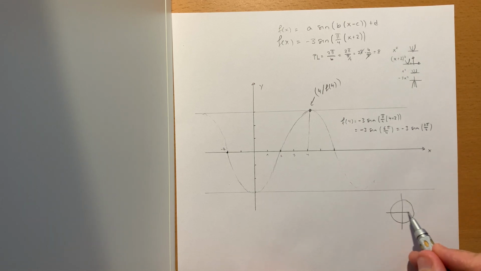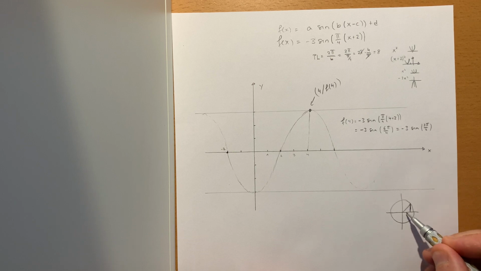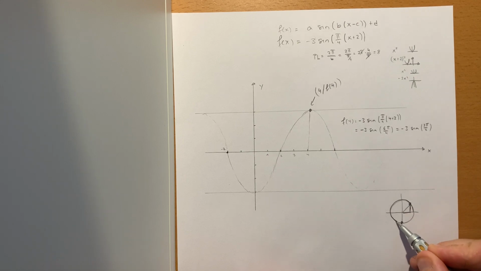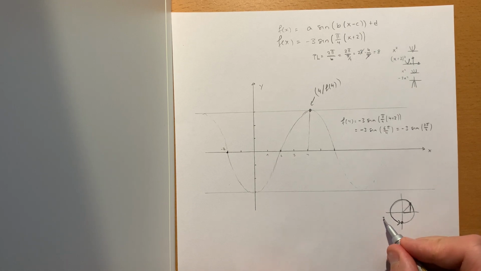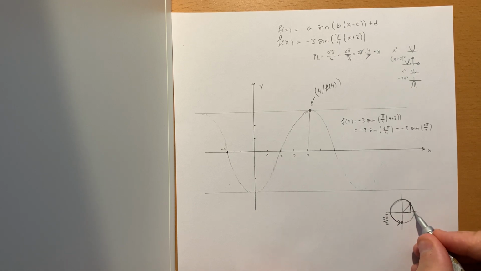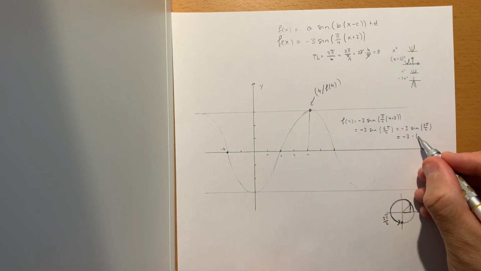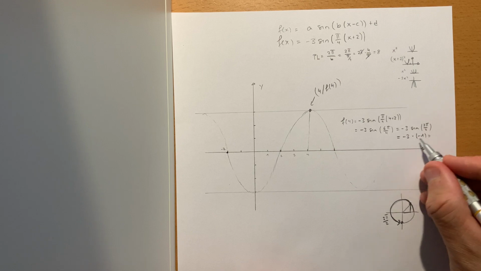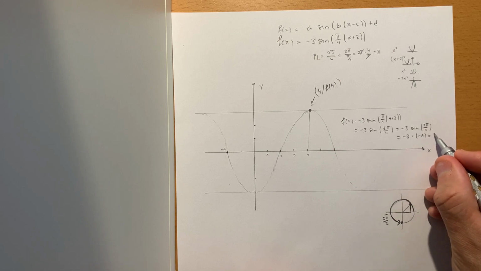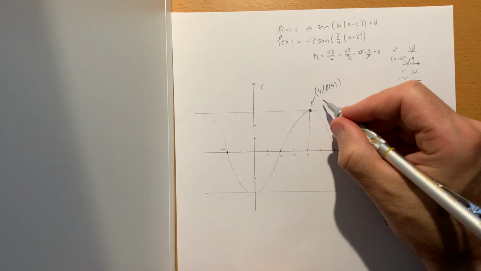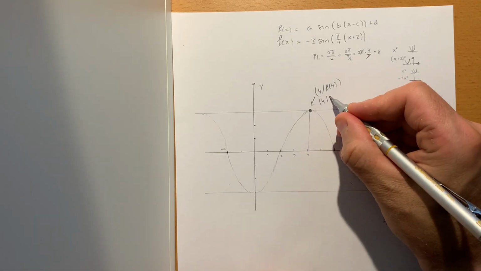So look at this. In a unit circle, this is your sine value, this is your cosine value. As you go to 270 degrees, or 3 pi halves, that's your arc length here. Your sine will be negative 1, okay? So this will be minus 3 times minus 1, which is 3. So that means the point is (4, 3).